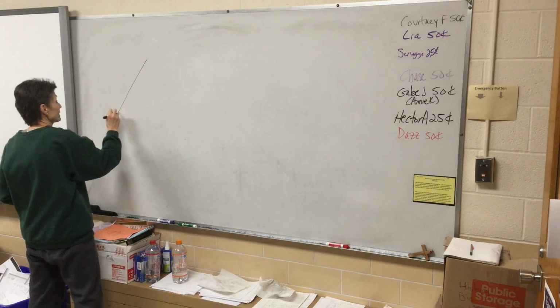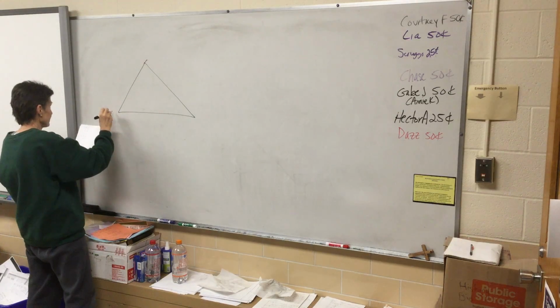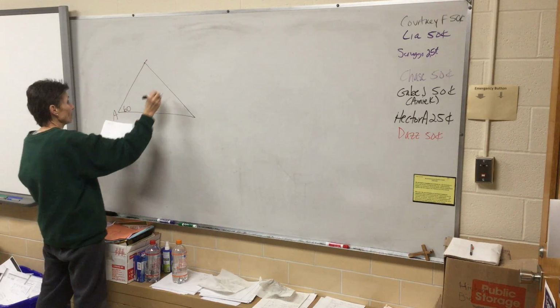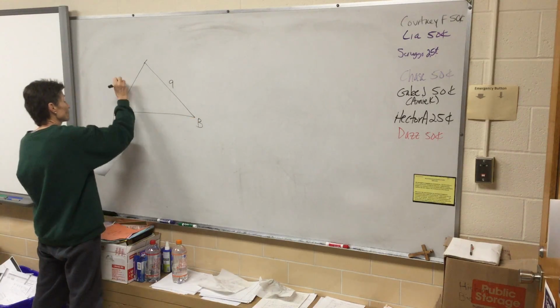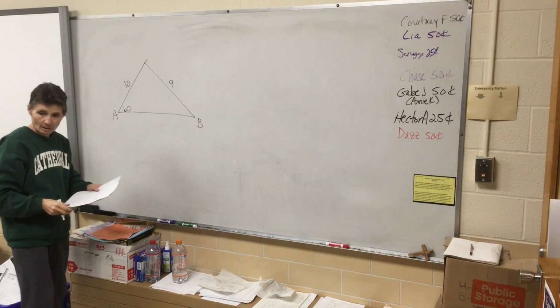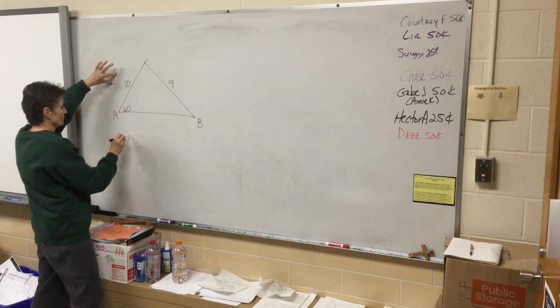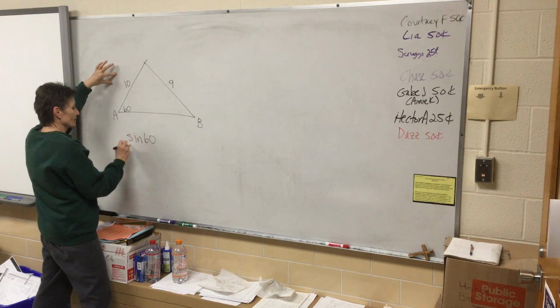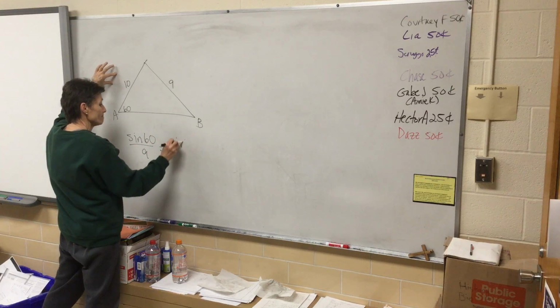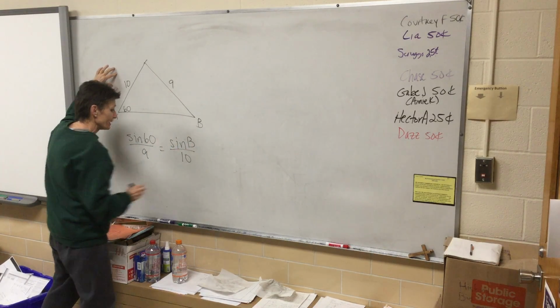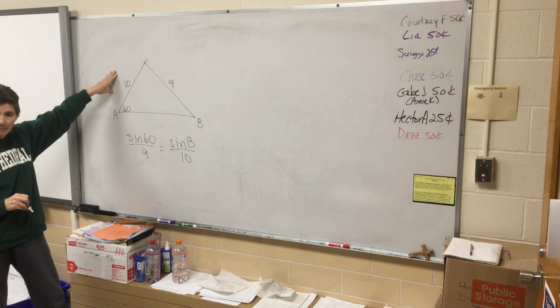All right, let's try the next one. We got lots of practice here. So this is a 60. This is a 9. Yep, this is a 10. I think I can set this one up. All right, set it up for me. Would it be sine 60 over 9 equals sine B over 10? That's exactly what it would be. Is everybody clear with that setup?